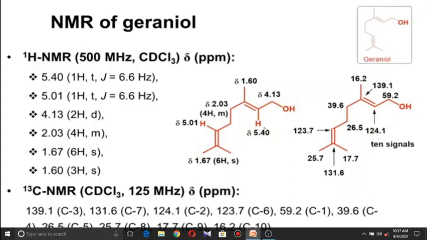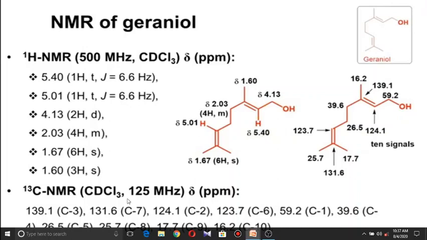There are two ethylenic hydrogen atoms, but they are in different environments, so we get two peaks, one at 5.4 because it is a deshielded hydrogen, whereas this is at a higher field, 5.01. This is the shielding effect shown here. Similarly, there is 1.60, also one singlet peak. 4.13 is the CH2 group, a doublet.